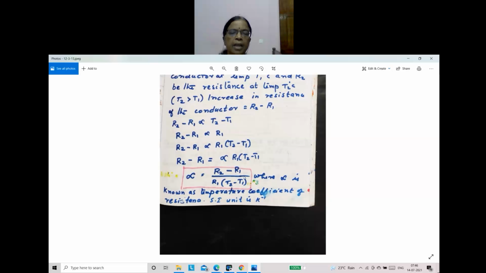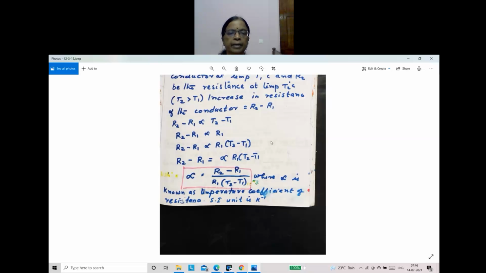Where alpha is known as the temperature coefficient of resistance, and its SI unit is: R resistance units cancel, and only the denominator temperature unit will be there. What is the unit of temperature in the SI system? Children? Unit of temperature, Kelvin. So Kelvin raised to minus 1, because it is in the denominator.